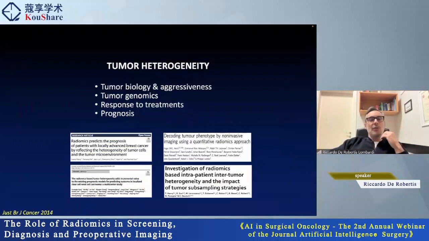Of course, tumor heterogeneity is a key feature for oncological imaging. We know that tumors are highly heterogeneous on the genomic, pathological, and phenotypical levels. And the underlying hypothesis is that radiomics can explore the tumor microenvironment as well as heterogeneity through the extraction and description of radiomic features. And this proved to have several important implications for the evaluation of tumor biology, aggressiveness, genomics, response to treatments, and prognosis.